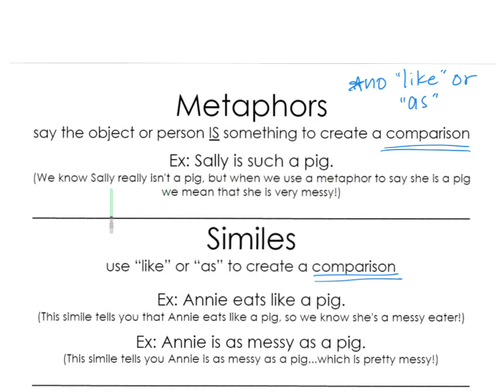So we know that if we say Sally is such a pig, we know Sally really isn't a pig, she's a person, okay? But when we use the metaphor to say she's a pig, we mean that she's very messy. So again, she's taking on the qualities of a pig. So we're using that to create a better picture in the reader's mind.